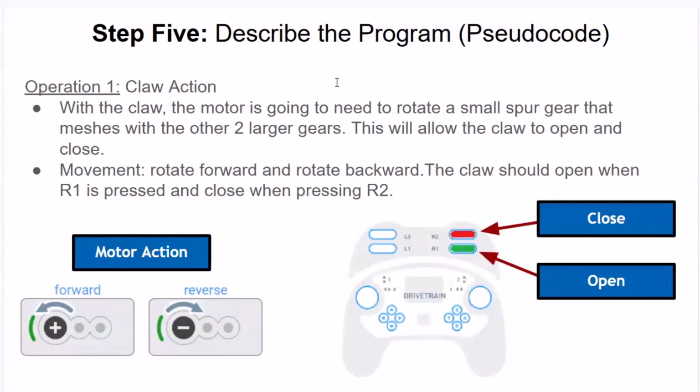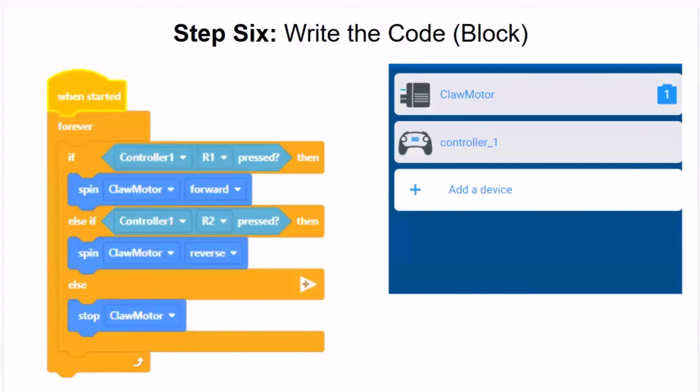So then we come out here in step 5 and say, all right, let's convert it over to English. What is supposed to happen? So words we understand. And then finally, we actually get into the coding aspect of it. So we write the code.